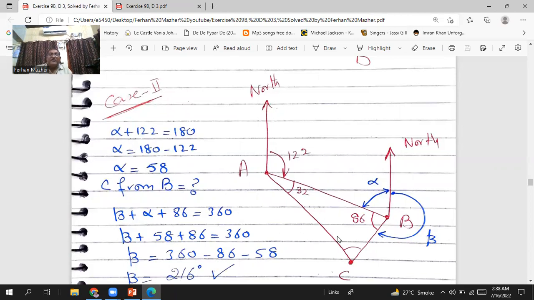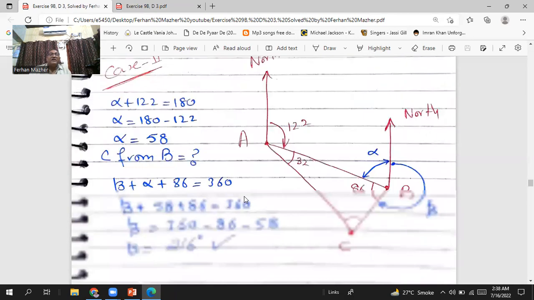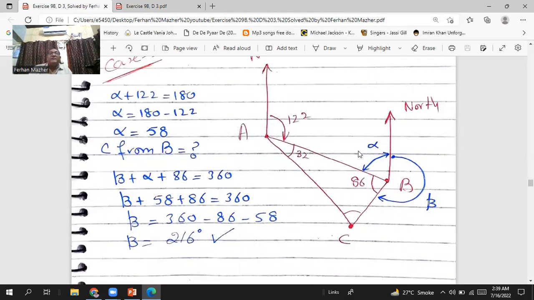So their first question is find the bearing of the C from the B. So basically on the B, you draw north. From that north, you go clockwise to the BC line. So this angle, I'm naming it as beta. This angle is alpha. Because this 122 and this alpha are allied angles of the parallel lines here, alpha plus 122 equals 180. So alpha will be equal to 180 minus 122. So alpha will be equal to 58.